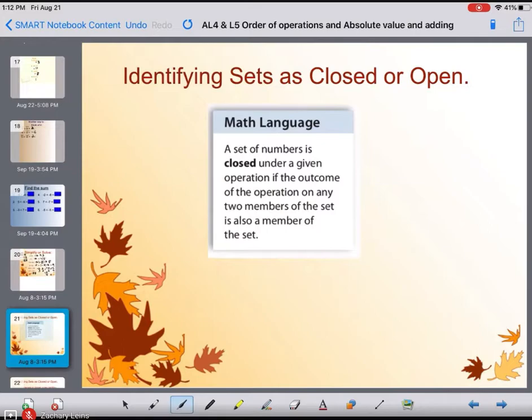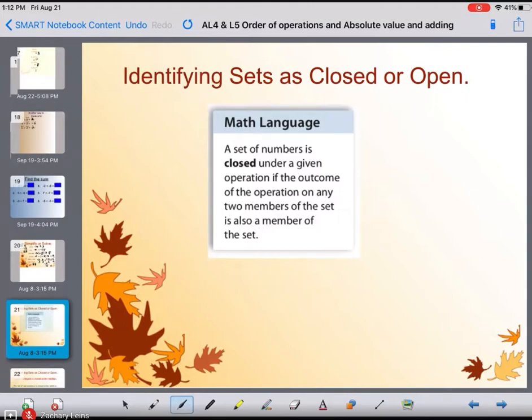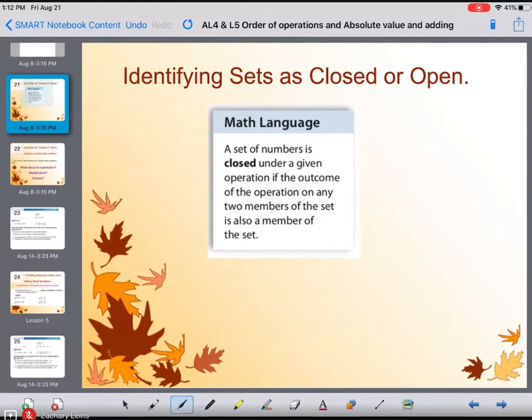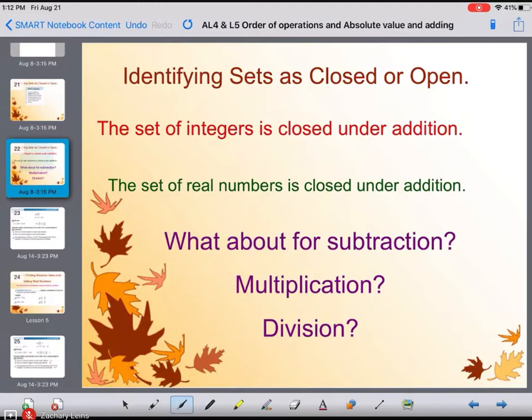All right, identifying sets as closed or open. So a set of numbers is closed under a given operation if the outcome of the operation on any two members of the set is also a member of the set. So basically we just say that if there's a statement, we say the statement is closed if it's true in all situations. If it's false in one example, we call that a counterexample, and therefore it is not a true statement.